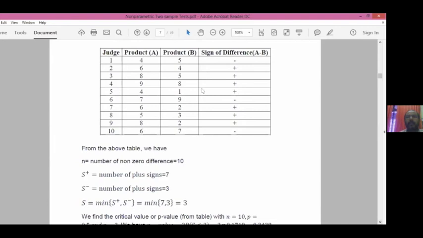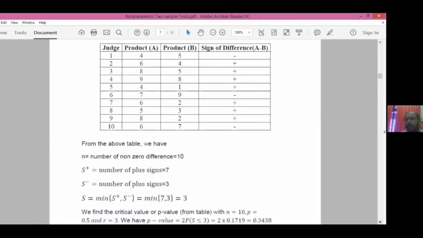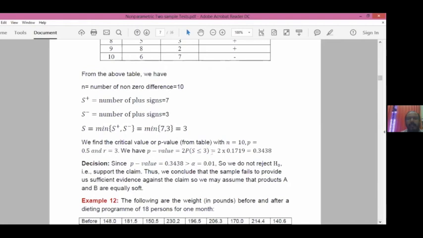That's nothing new here. So we see this is product A, product B, and then we take the difference. We have the ranks, the observations, and the number of non-zero observations is 10 here, because there is no equal observation. We take the number of plus signs and the number of minus signs, and take the minimum of these. And then we find the critical value from the table. This is the critical value here, 0.3438, and then we compare the p-value at the 1% level of significance.